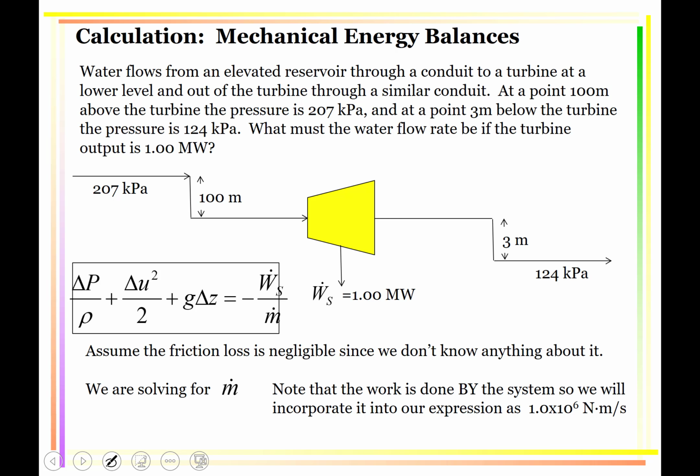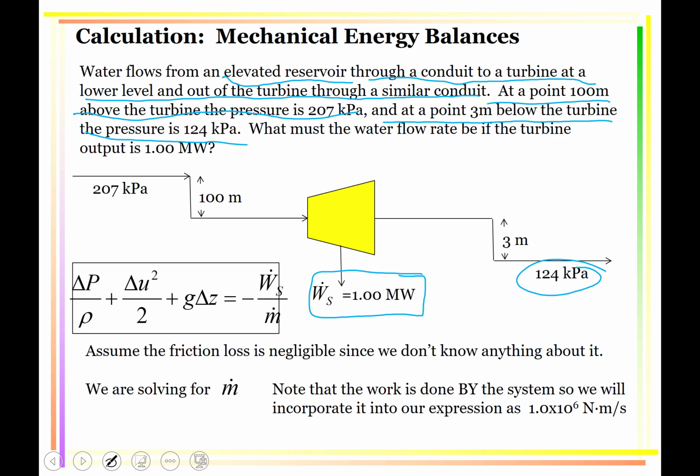Water flows from an elevated reservoir through a conduit to a turbine at a lower level and out of the turbine through a similar conduit. We're given information here that the shaft work of the turbine is 1 megawatt. At a point 100 meters above the turbine, the pressure is 207 kilopascals. And at a point 3 meters below the turbine, the pressure is 124 kilopascals. What must the water flow rate be if the turbine output is 1 megawatt?